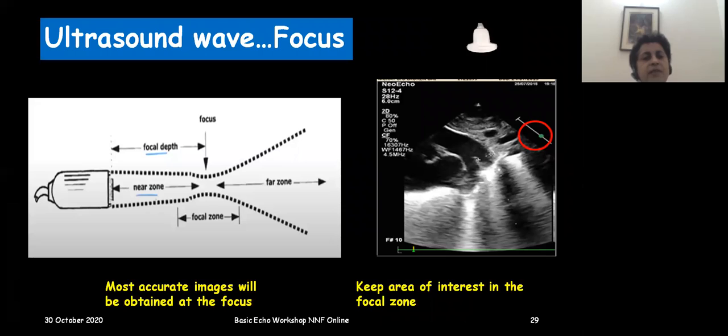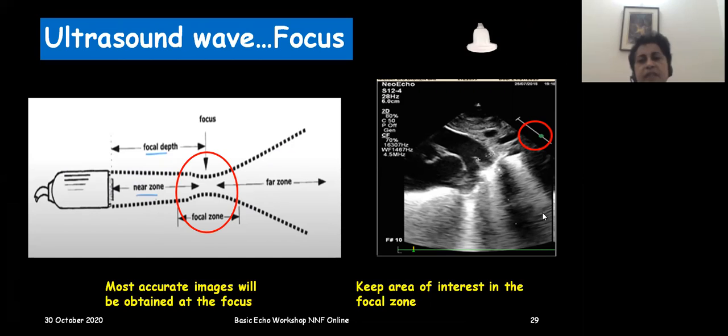Now, what is the relevance of focus in an ultrasound wave? So here is a transducer on the left. The transducer sends out an hourglass kind of image. So it is broad, narrow. This is called the focal zone, and then it is broad again. So this is the focal zone. And if the object of interest, the object to be interrogated, is placed on the focal zone, then the resolution or the clarity of the image is that much better.